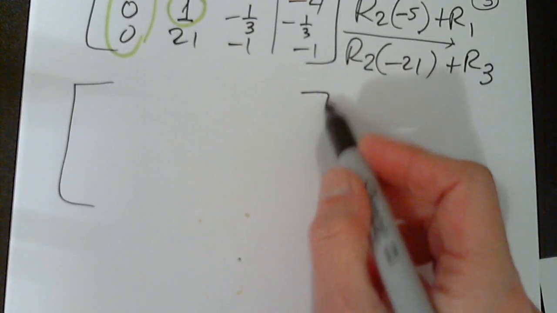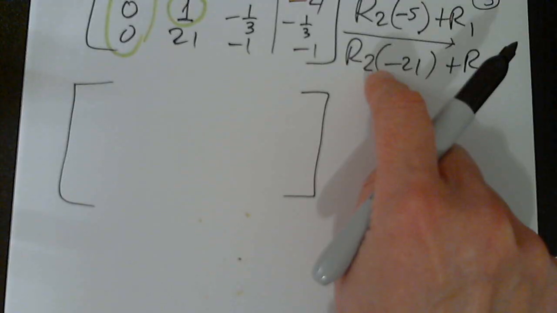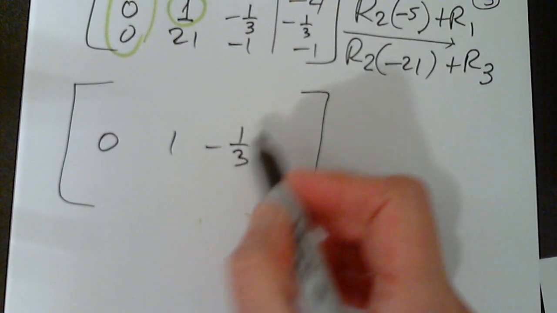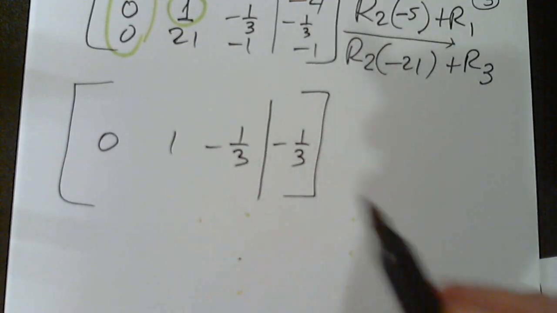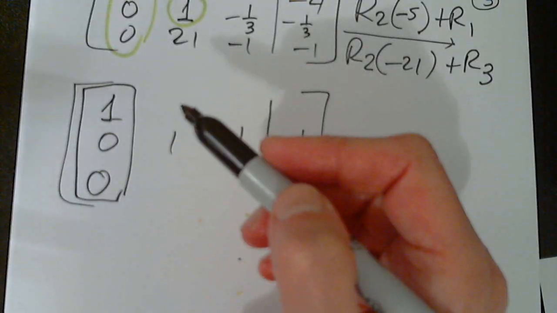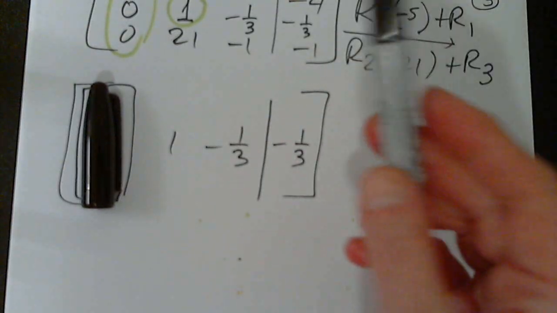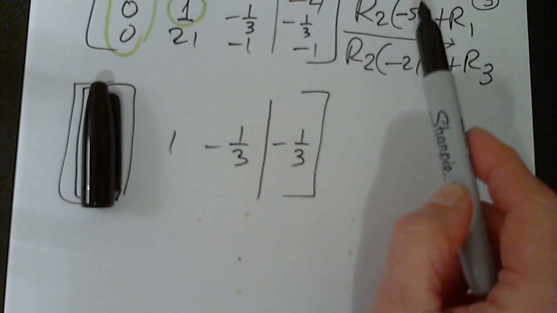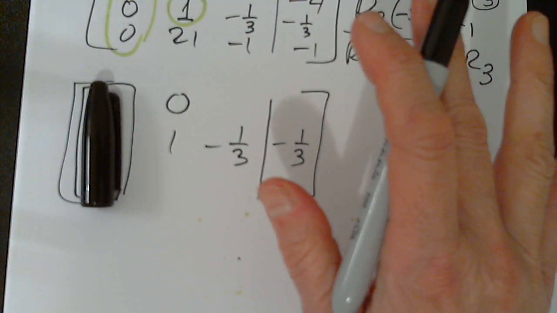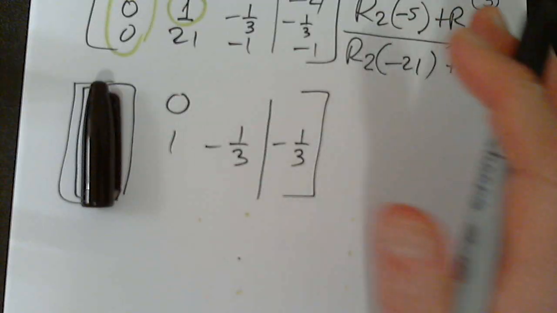Good. I need to copy the row that I am using. Which row am I using? 0, 1, -1/3, and -1/3. And this is carved in stone. I won't even look here. One times -5 plus 5. Now this is getting, as I said, a little cumbersome.